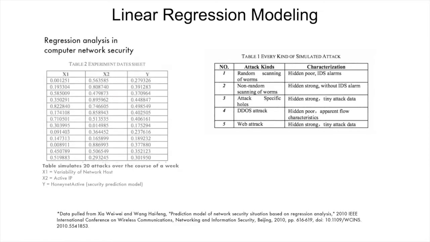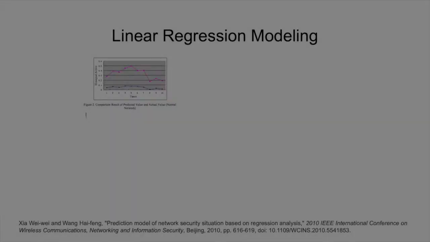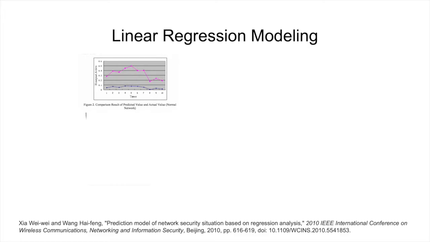Table 2 shows the data collected for the experiment. It takes in 2 parameters. The first parameter is the variability of the network host, which is the ratio of every type of host that survives at any point in time to the total number of survival hosts on the network. It also takes in a parameter called active IP, which is just the number of changeless IP addresses at any given moment of time on the network. From the data compiled, a 2-dimensional linear regression equation is determined. Using these regression analysis equations, HoneyNet Active attempts to predict attacks in the network system.